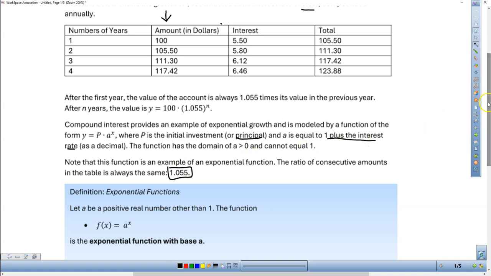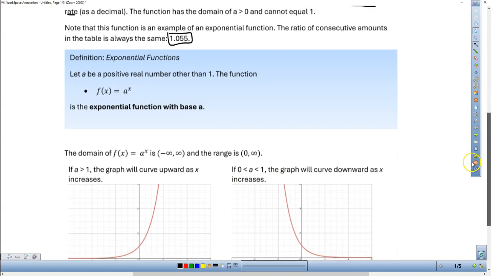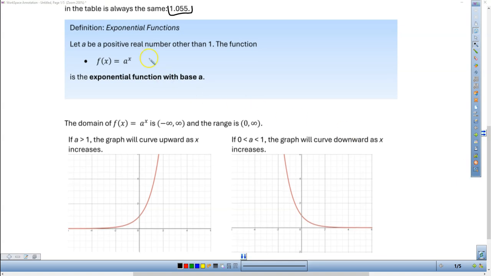So if we want to define what an exponential function is, we can first let a be a positive real number other than 1. So, for example, it could be 2, it could be 3. Then we say that the function f of x is equal to a to the x. If I put 1 here, well, what's 1 to the power 1? 1 to the power 2? It's always going to be the same thing. So I have to have some value other than 1 in here. And this, of course, gives us our exponential function with base a.